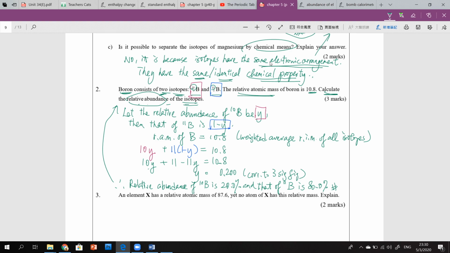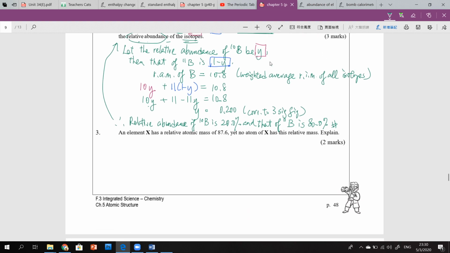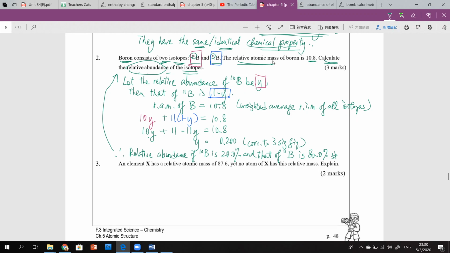How about question 3? An element X has a relative atomic mass of 87.0. No atom of X has this relative mass. Explain. Yes, of course. We do not count it as a decimal, right? So why does it have a decimal? Why isn't it an integer? Originally, relative isotopic mass is an integer. So why? Because they have isotopes.